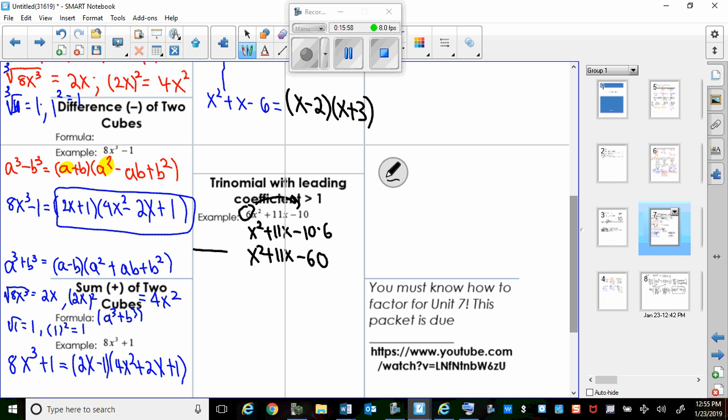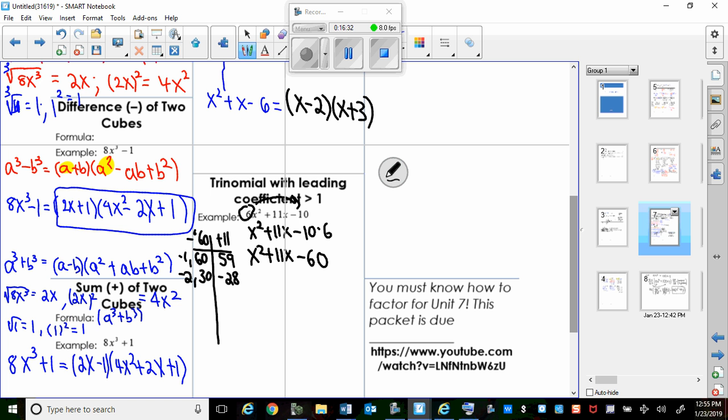Looking for two numbers, I create my table. They multiply to negative 60 and add up to a positive 11. So my bigger number is positive, my smaller number is negative. Starting with 1 and negative 1 is 60, I get 59. Starting with 2, negative 2, and 30: 30 minus 2 is 28, so that's not it.